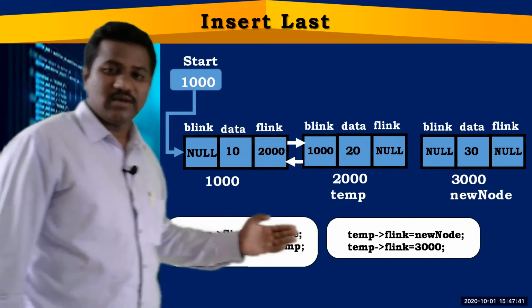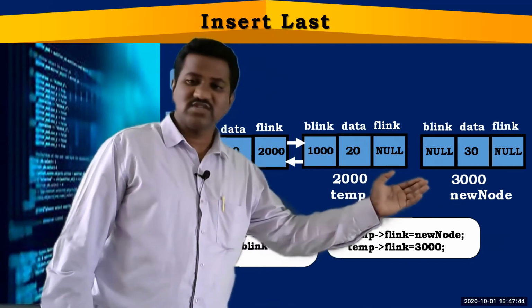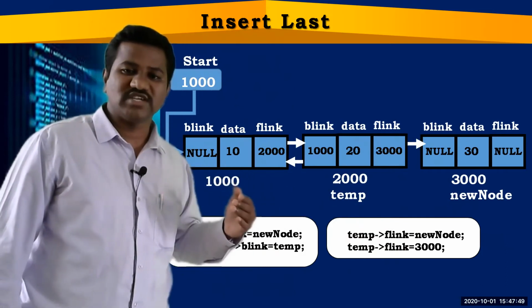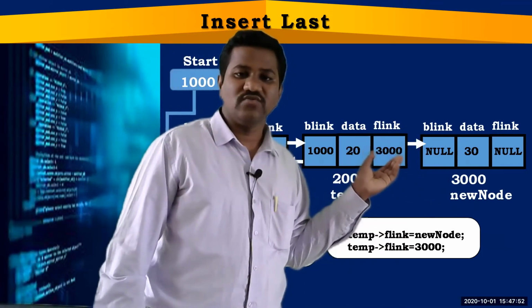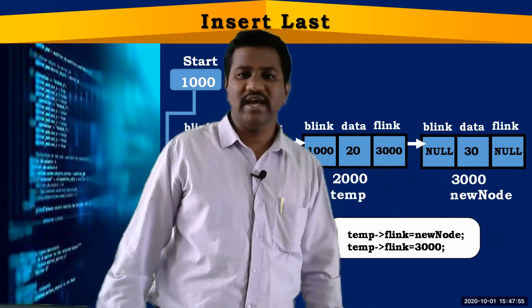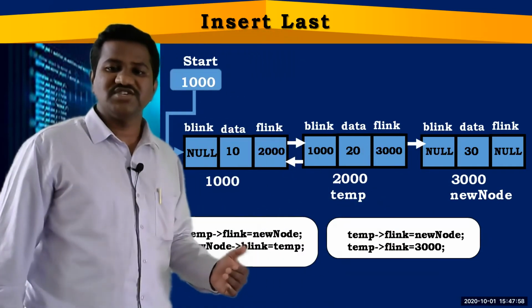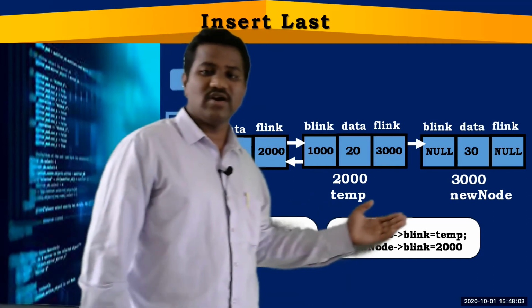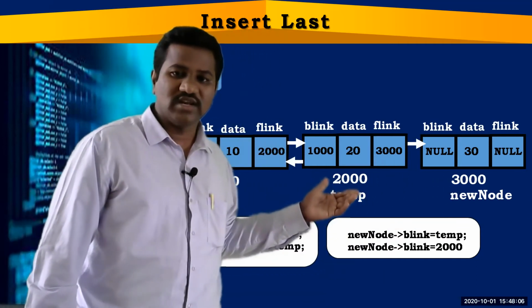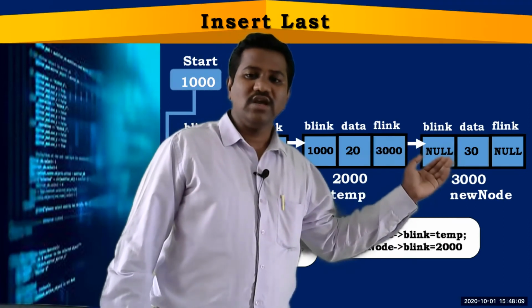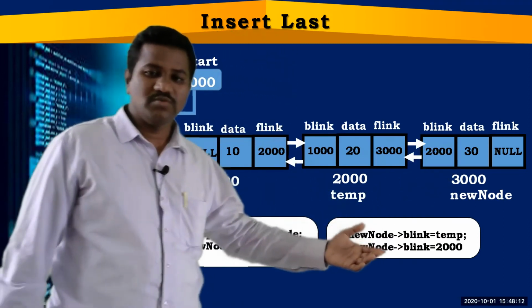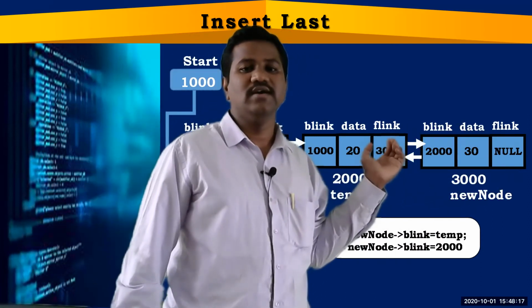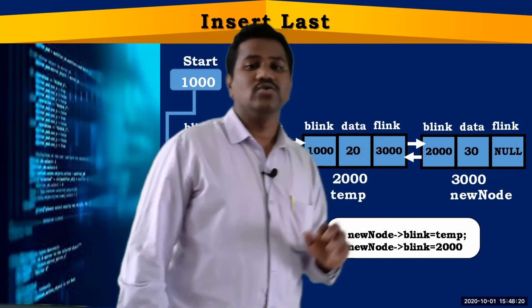Let's see. Temp forward link assigned with new node means new node contains address 3000, and 3000 has been stored in temp forward link. So a link is established from temp to the new node, and the forward link contains 3000. A forward link has been established. After that, we go to the next instruction: new node backward link contains temp. Temp value is 2000, and this 2000 is stored in the B link of the new node. So a backward link has been established from the 3000 node to the 2000 node.